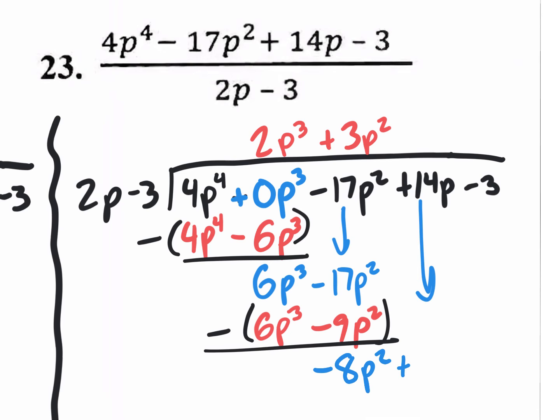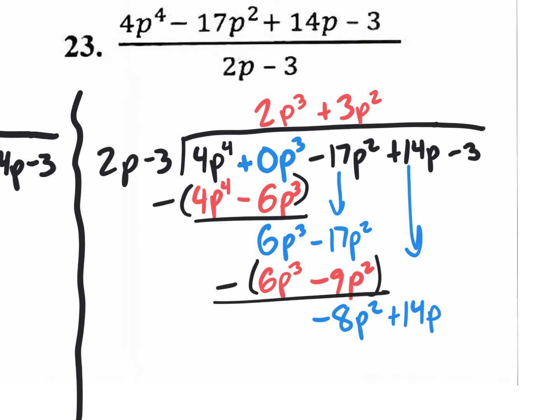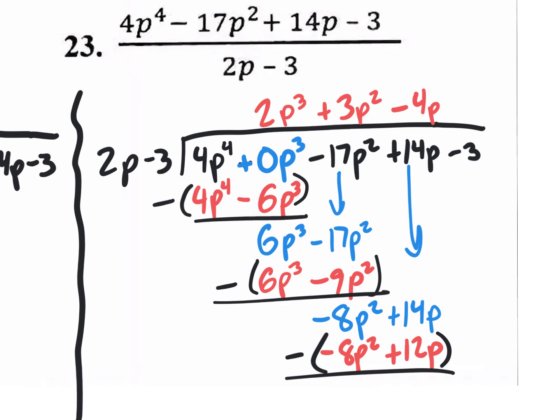Bring down that 14p, positive 14p. And then 2p times what will get us that identical 8p squared? Negative 4p. So you put a negative 4 and a p right there. So negative 4p times that 2p is the negative 8p squared. The negative 4p times negative 3, a negative times a negative, is a positive 12 with p. Of course, we have the parentheses, the minus sign. Distribute, that becomes positive 8p squared, which cancels with the negative 8p squared. Distribute, this becomes negative 12. So we end up with a positive 2p left over.